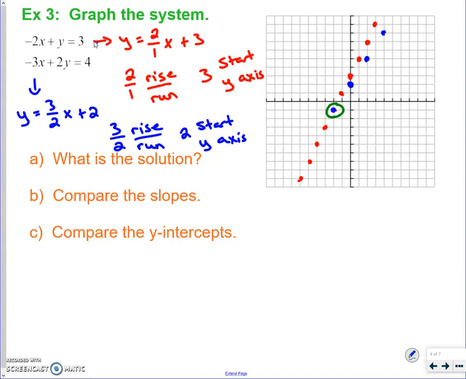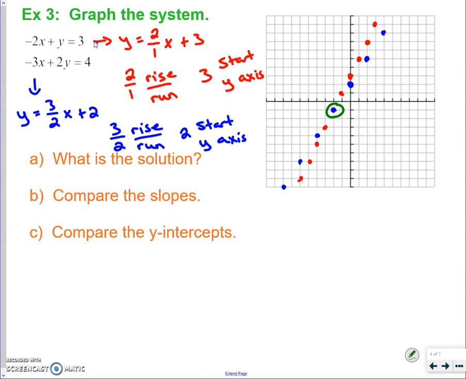And then I go down 3 to the right 2, I barely miss. Down 3 to the right 2, I barely miss. This is why I like doing dots only, not connecting them. Some of them get really close, and when you do the dots, you will for sure see where your answers are. So it says, what's the solution here?